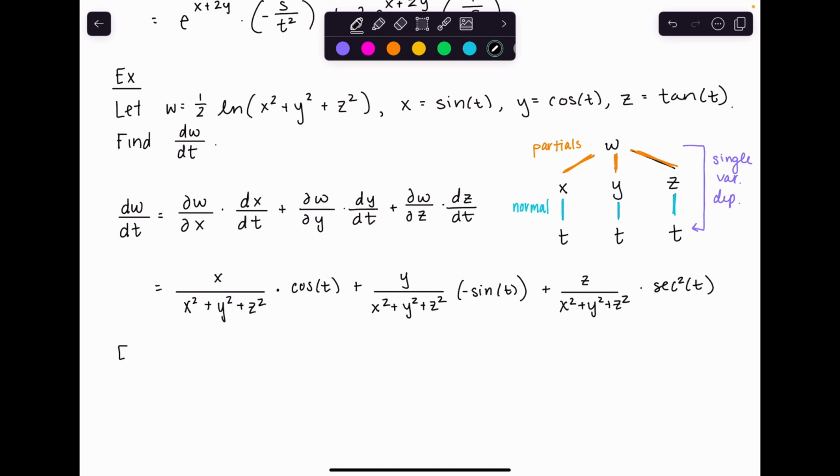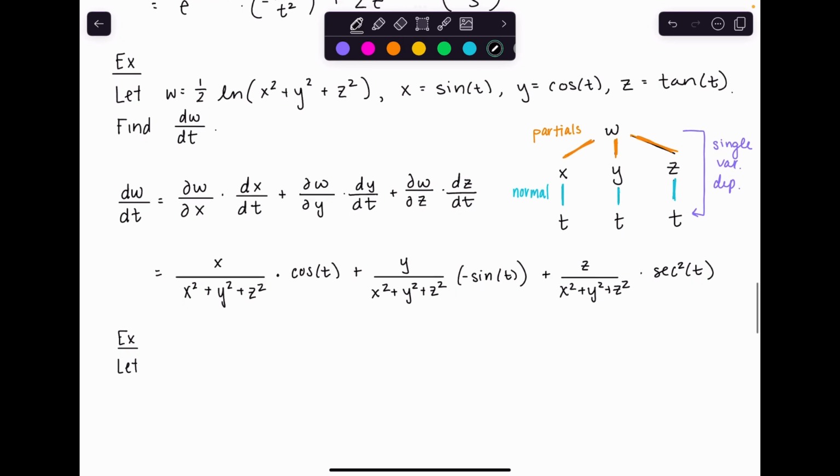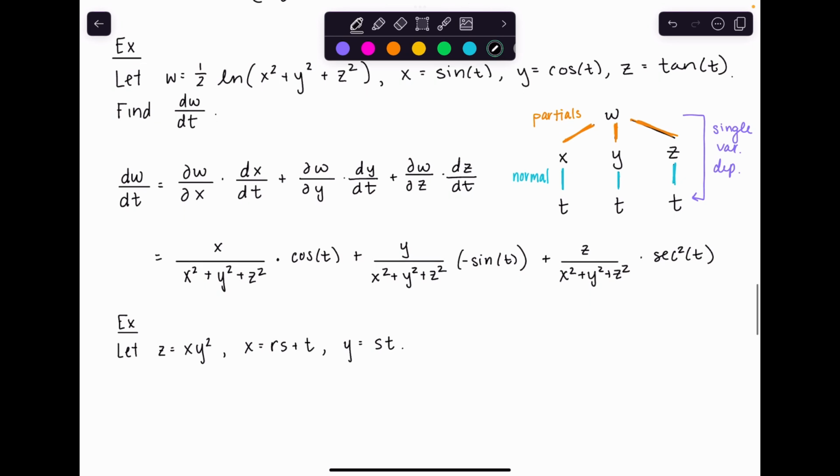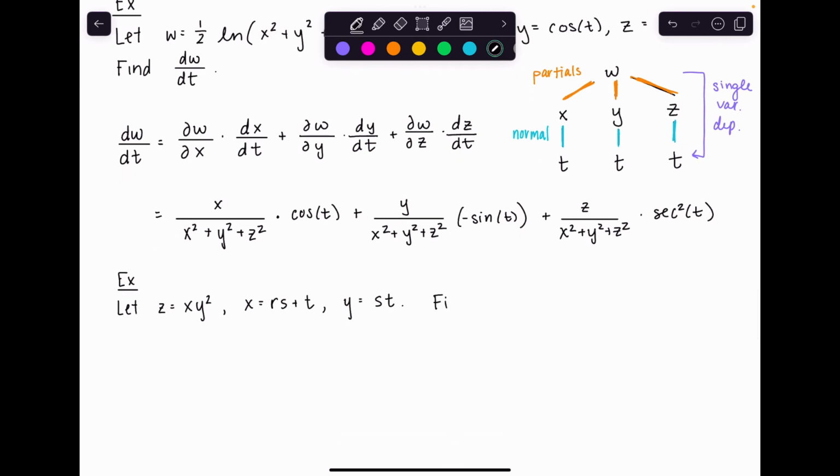So I got one more of these before we do implicit differentiation. We're going to let z equal xy squared. X is going to be rs plus t. And y is st. We're going to find three things. The derivative of z with respect to r, with respect to s, and then with respect to t. Okay.